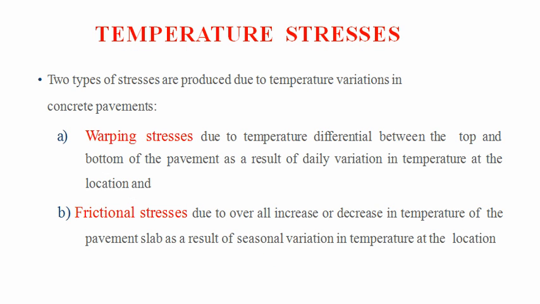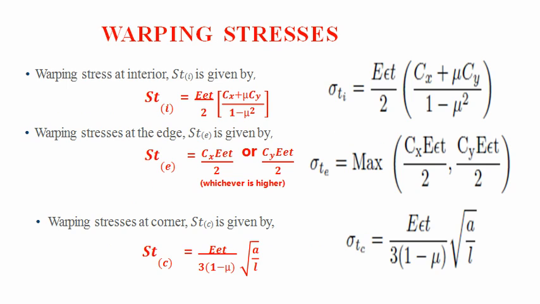Next is the temperature stresses. Two types of stresses are produced due to the temperature variation in concrete pavements. First is the warping stress, which is due to the temperature difference between the top and the bottom of the pavement, as a result of the daily variation in temperature at the given location. Secondly is the frictional stress, which is due to the overall increase or decrease in the temperature of the pavement slab as a result of the seasonal variation in temperature at the given location.